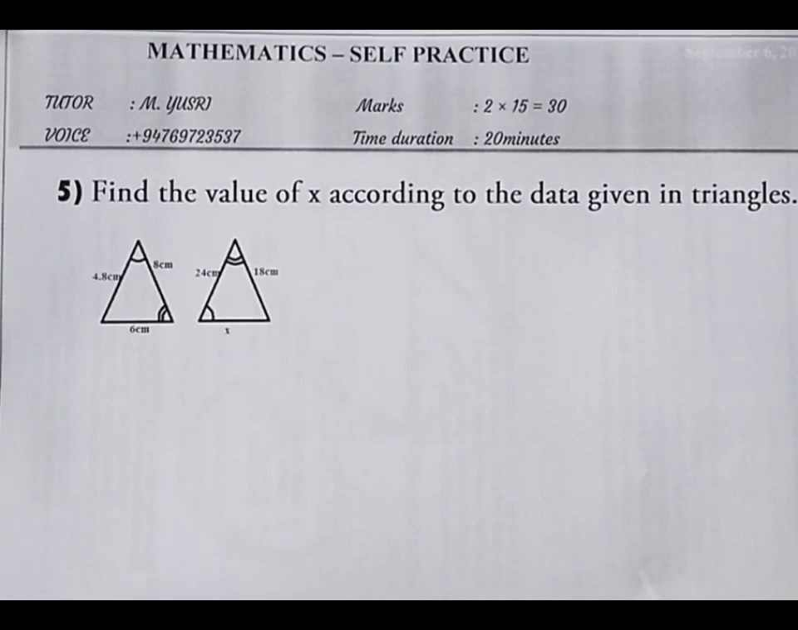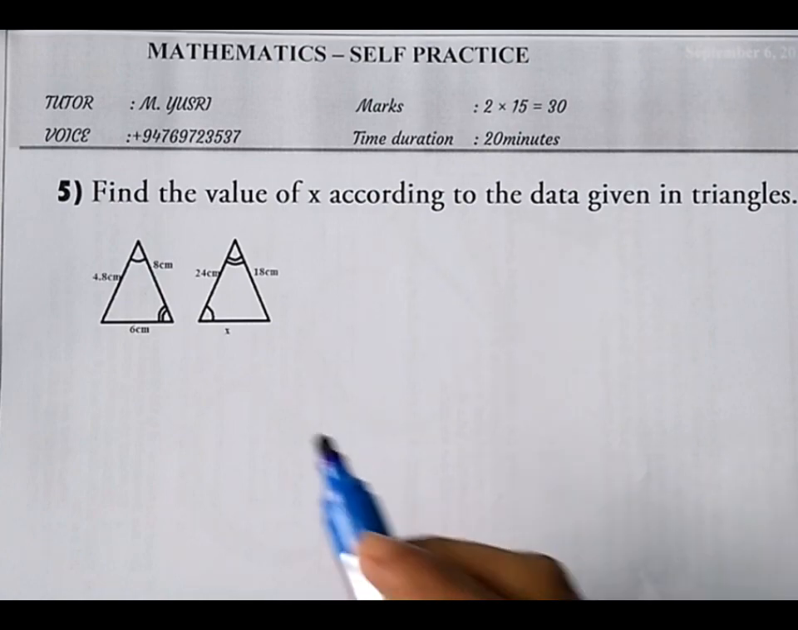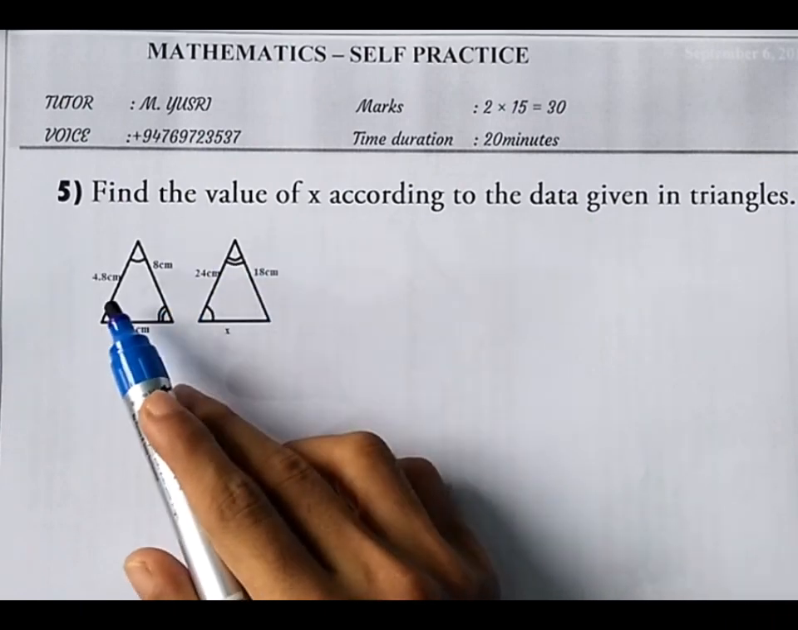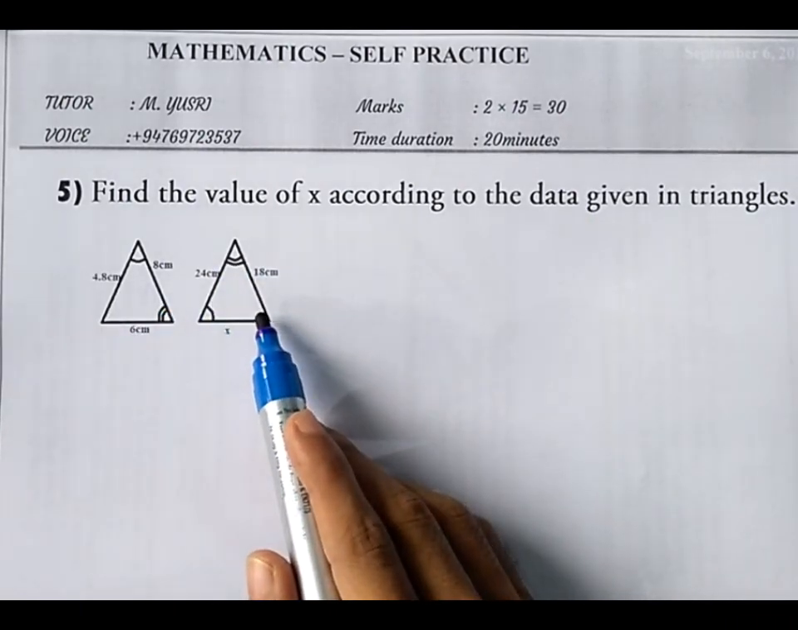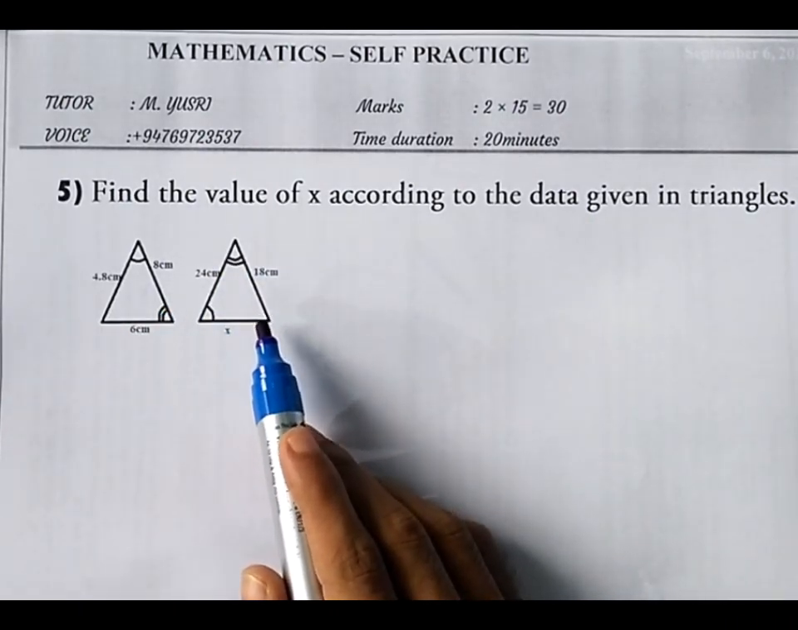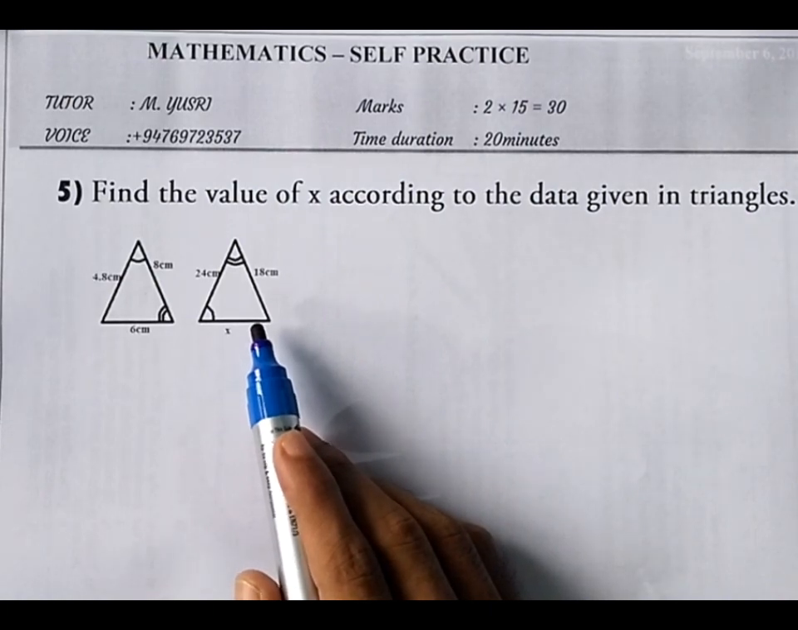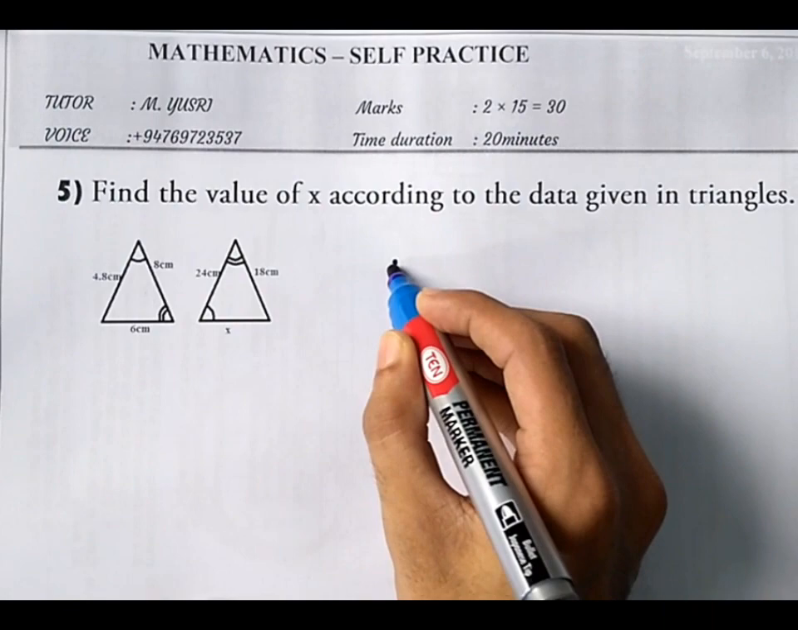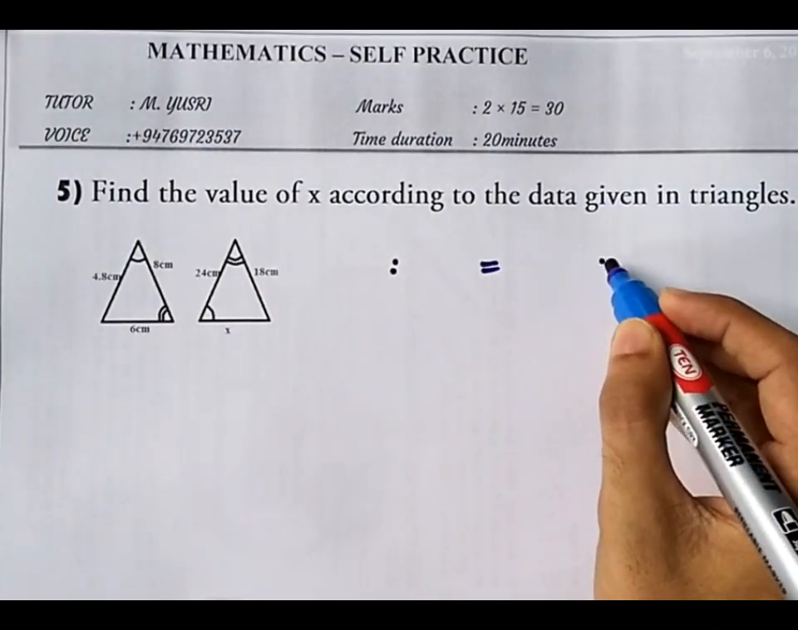Now moving to the fifth question, find the value of x according to the data given in the triangles. Now you can see the corresponding angles are equal, one line and two line. So that means the remaining angles also will be equal. Okay, fine. So that means this is related to equiangular triangles. So now how to simplify this? Now here listen, the ratios are equal.